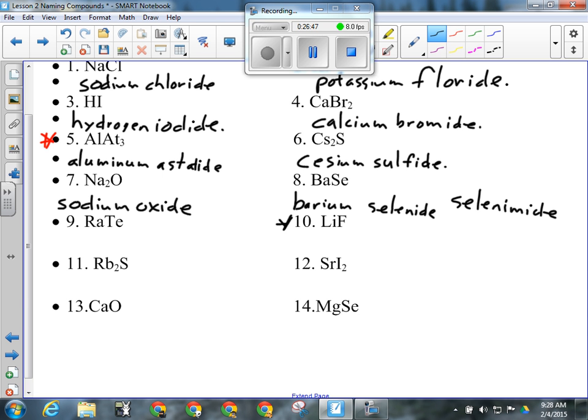Number 9. We've got radium and we've got tellurium here. So we got radium telluride. And for number 10, I've got lithium and fluorine, so that's lithium fluoride.